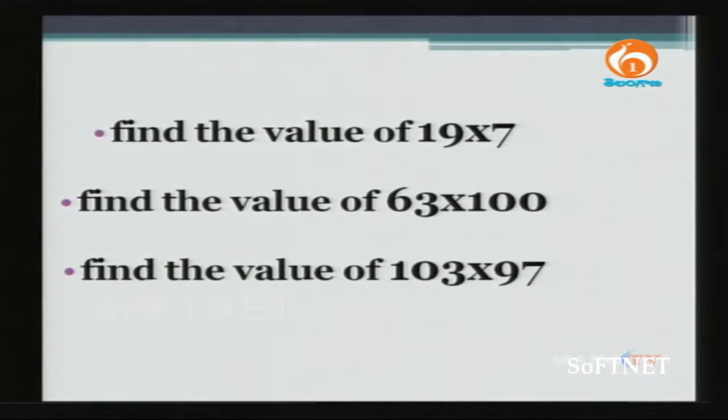Find the value of 19 sevens. Good. So, maybe all of you will get the answer as 133, correct? Okay. How did you get this answer? Because from primary school onwards, you are learning the tables. Through the 19th table, you can easily calculate that 19 sevens are 133.